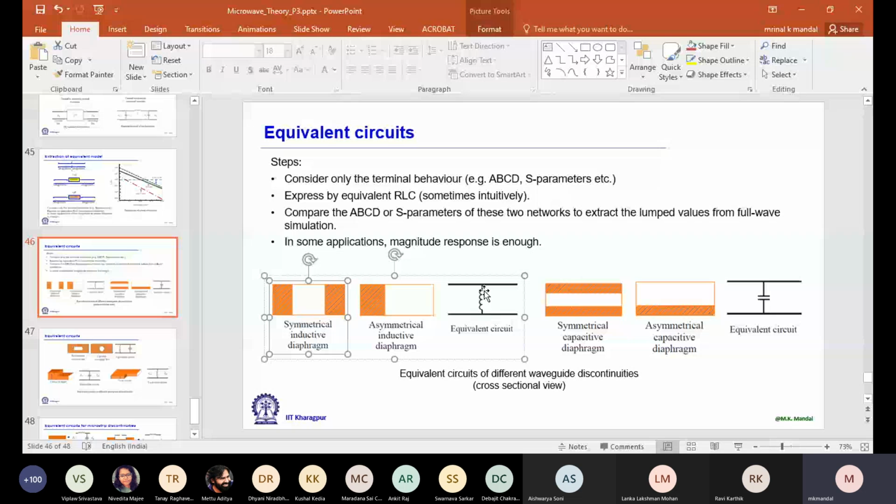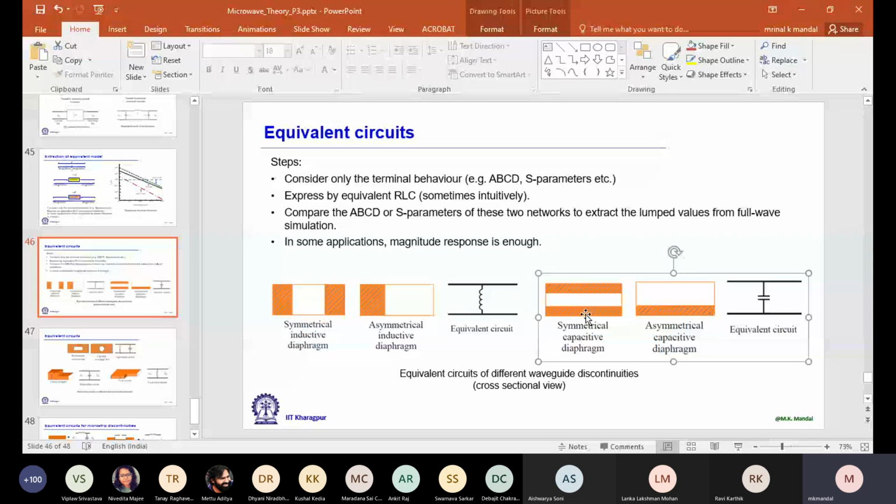So usually it's like a thumb rule. If the perturbation, whatever you are putting inside the component, because of that, if the magnetic field changes most, then most probably it will be an inductor. Now whether it is series or in shunt, look at the phase response. If you disturb the electric field most, then it will be a capacitor. Okay. So this is an asymmetrical inductive diaphragm.